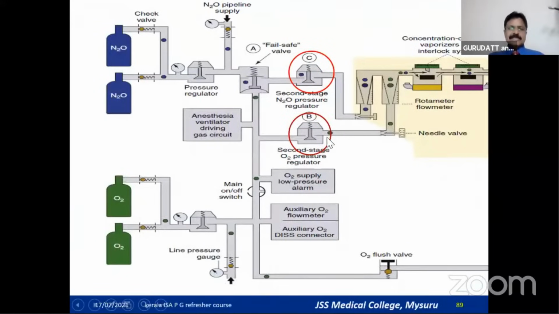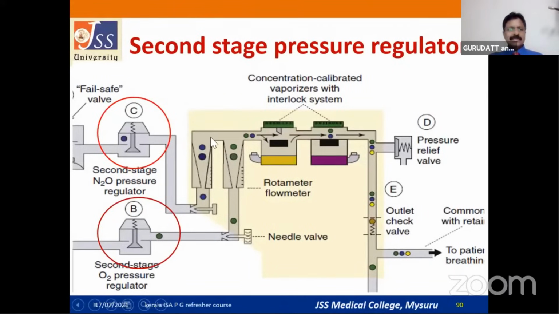Now coming to the second stage pressure regulator. These second stage pressure regulators are present only in the GE machines. We don't have the second stage pressure regulators in Draeger. These second stage pressure regulators further reduce the pressure from the pipeline pressure of 50 to 60 psig and the cylinder pressures of 2000 psig. They reduce the pressure to 14 psig for oxygen and to 26 psig for nitrous oxide.